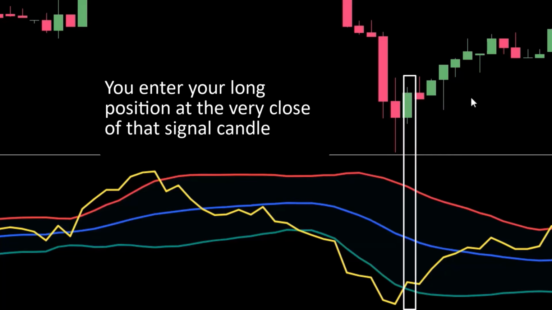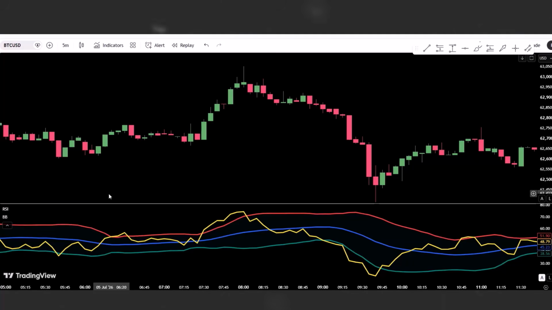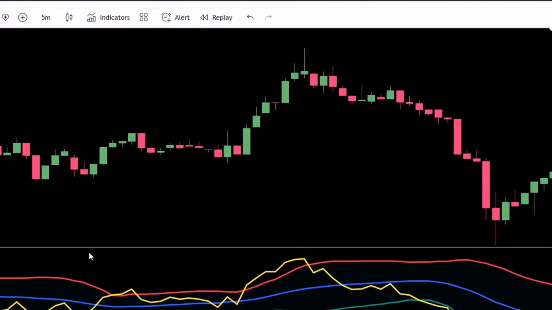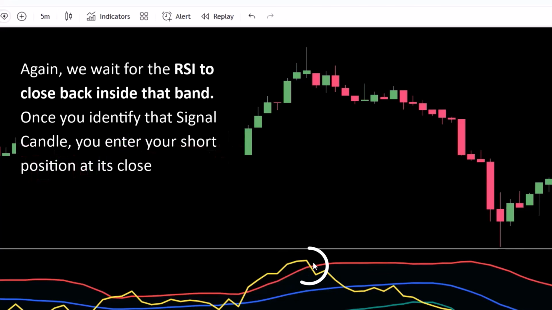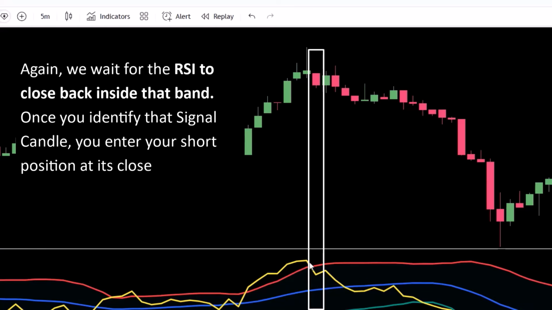candle. For a short setup, we simply mirror the logic. When the 15-minute trend is bearish, we wait for the RSI to spike above the upper Bollinger Band. Again, we wait for the RSI to close back inside the band. Once you identify that signal candle, you enter your short position at its close.